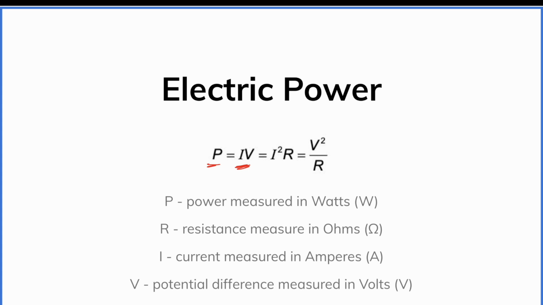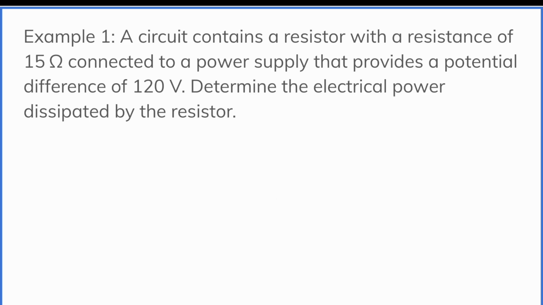There are two other forms of this formula, I squared R and V squared over R. The way we can derive those is if we take Ohm's law, V equals IR, and we replace V and I respectively with these values, then we get these two equations. So, key thing to remember, power is always measured in watts, resistance is measured in ohms, current we measure in amperes, and voltage we measure in volts. Let's do some example problems.